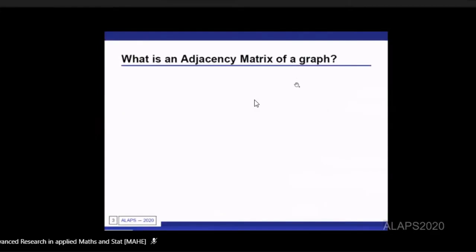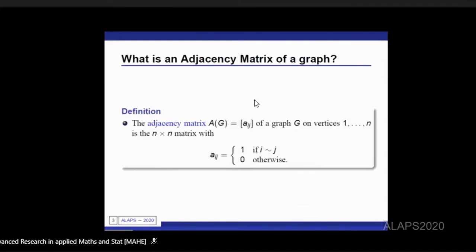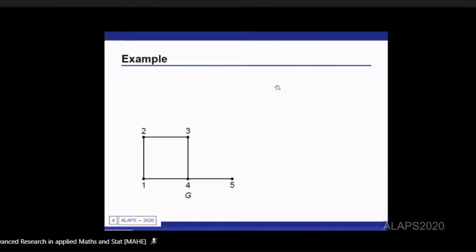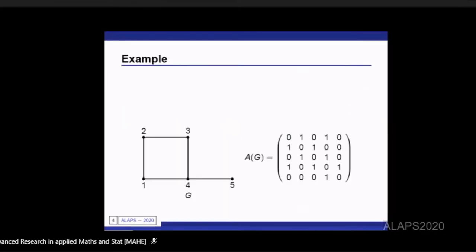So I begin with the definition of the adjacency matrix of a graph. Given a graph G of order n, the adjacency matrix is an n by n matrix, and its ij entry aij is 1 if i and j are adjacent. Here is an example of a graph and its adjacency matrix.